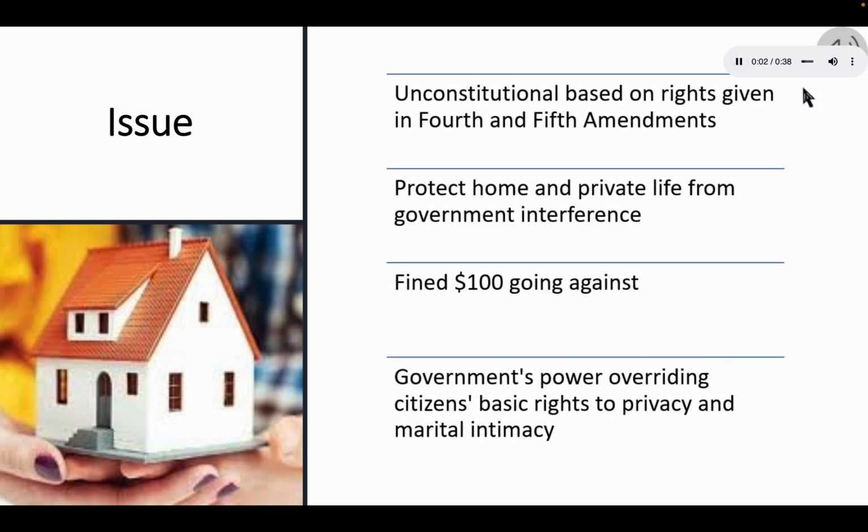There were many major issues surrounding Connecticut's law against contraceptives. It was unconstitutional based on the rights that the Fourth and Fifth Amendments gave the citizens of the United States. These amendments were made to protect home and private life from government interference, which is exactly what was occurring at this time. If an individual decided against the law, they were then fined $100. This entire case was a perfect example of how the government's power can go too far and override citizens' basic rights to privacy and marital intimacy.